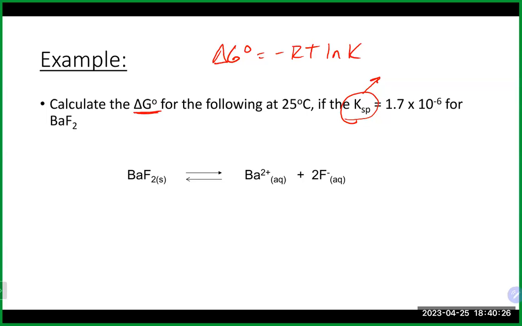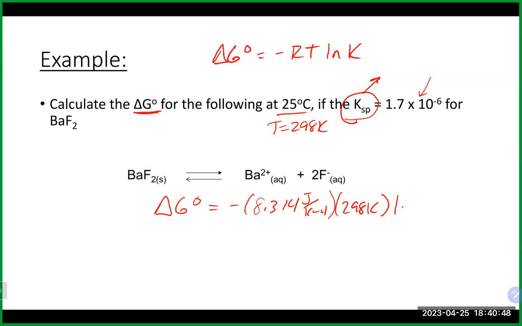This would be, again, the right one to choose here. We will take our temperature still, the 298 Kelvin in this case. R is a constant. And in this case, we actually have the K. So this one's pretty straightforward. We're going to just plug it in here, minus our 8.314, which is our gas constant, our temperature 298, and our natural log of 1.7 times 10 to the minus 6. Cleaning up everything on the right-hand side, we're going to take the natural log of 1.7 times 10 to the minus 6 and times it by 298 and 8.314.